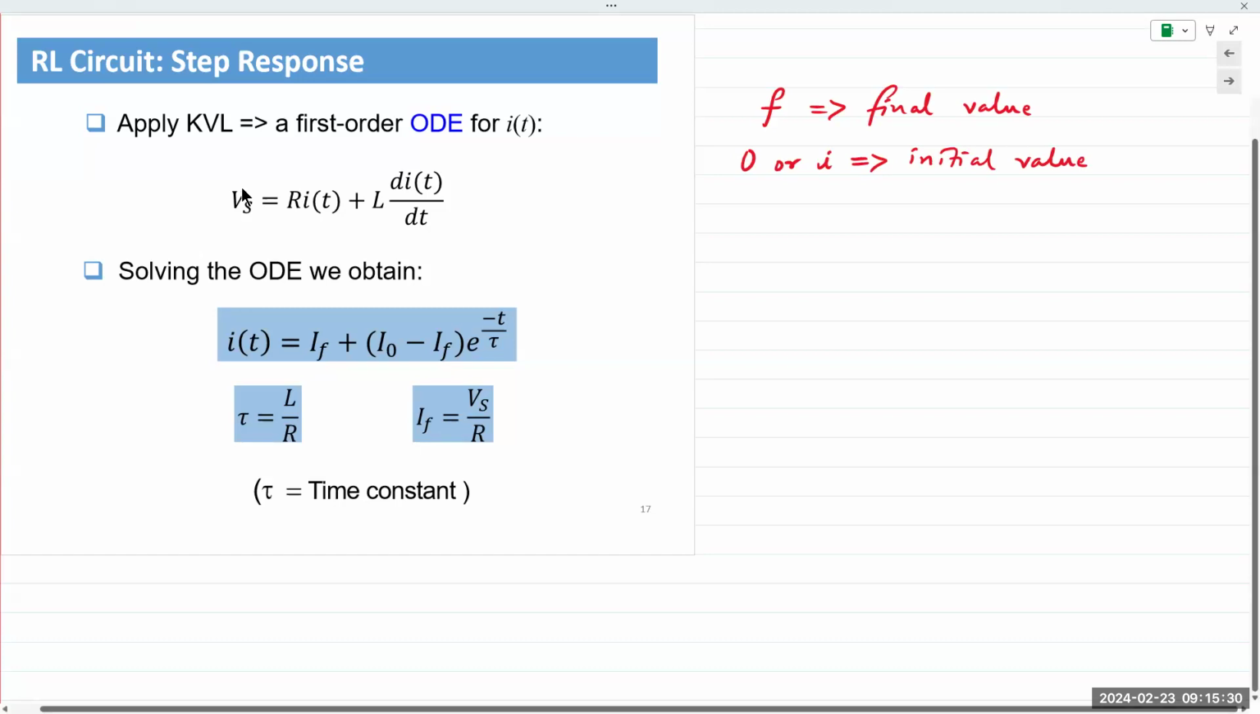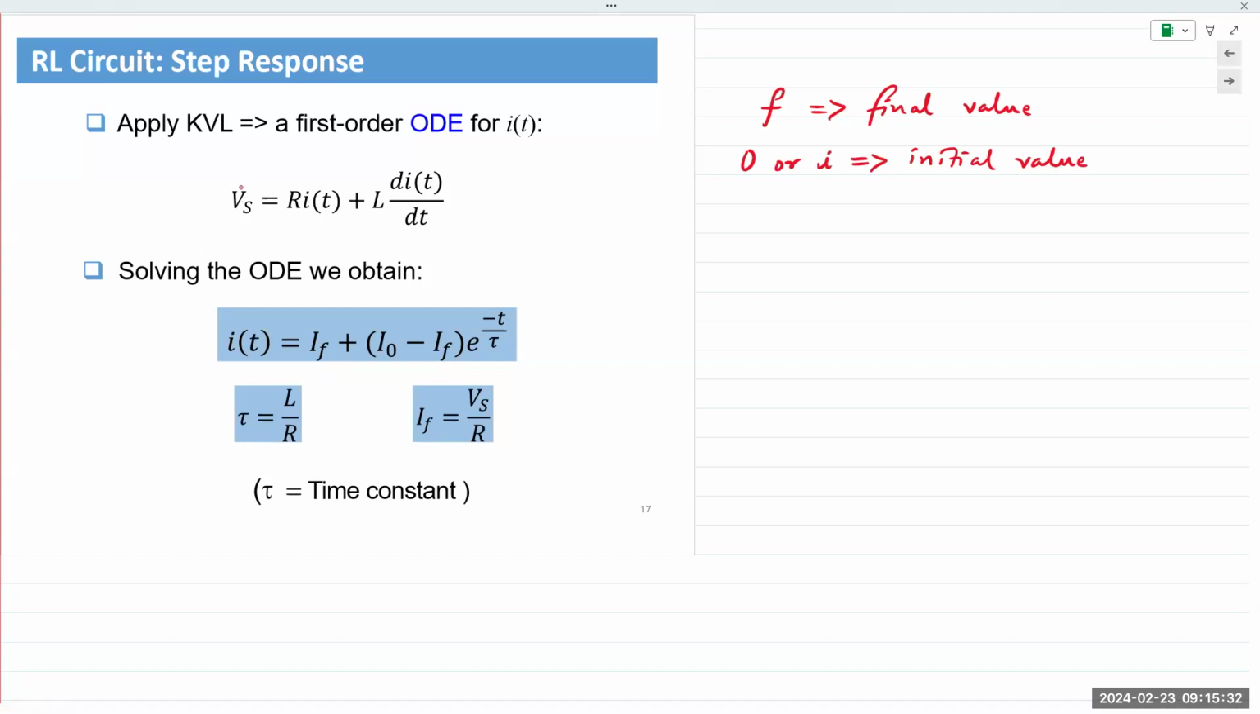Okay. So the equation for I of t is IF plus I0 minus IF, and the exponent remains the same, e raised to minus t over tau. And the time constant also remains the same. For RL circuits, if it's charging or discharging, it doesn't matter. The tau remains the same for charging and discharging. It's L over R. That does not change.